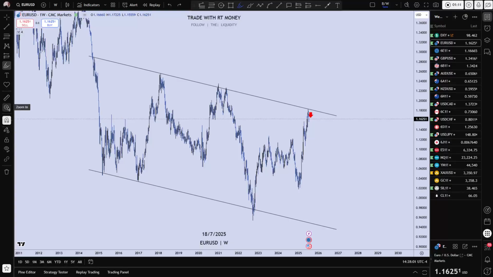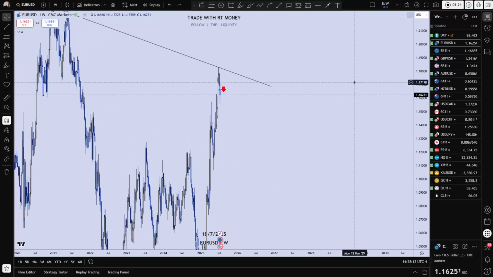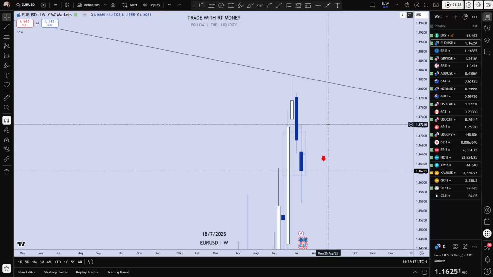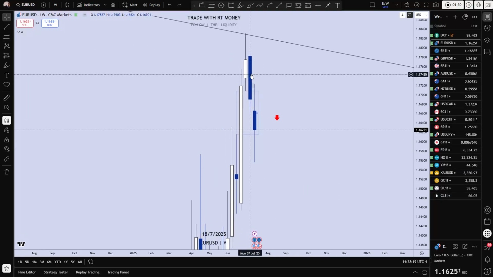Now, what I want you to see here is... that's not what I wanted. Let's see. Well, I'll just go down here. I don't know what's going on here. All right, you can see the reaction, right? The prior week and last week.